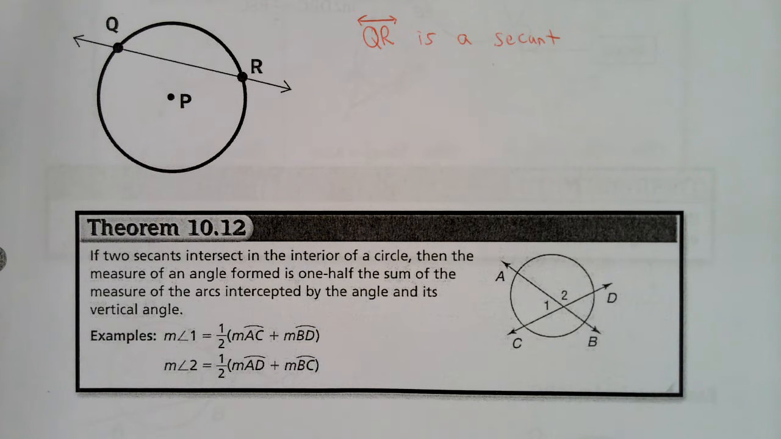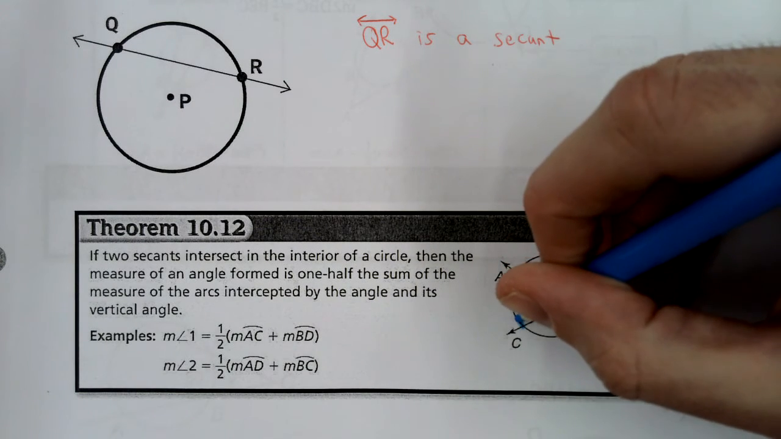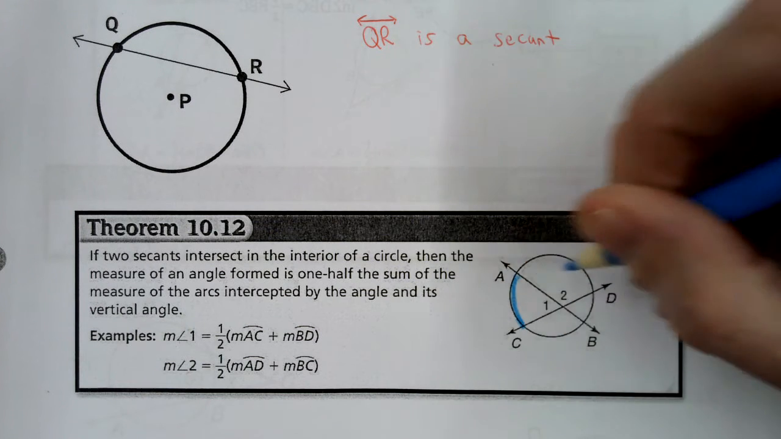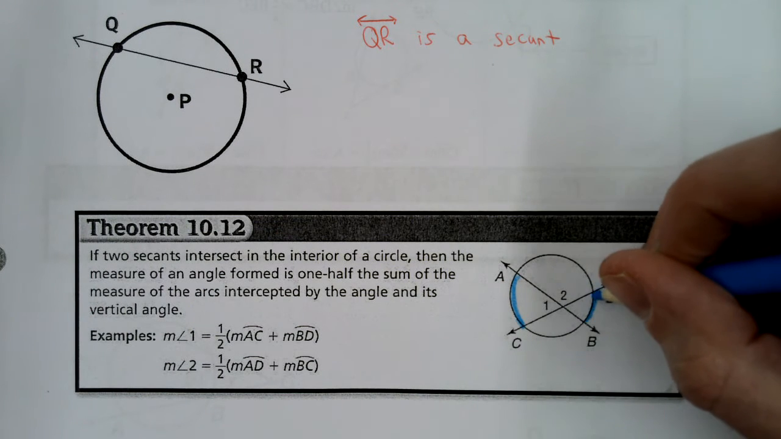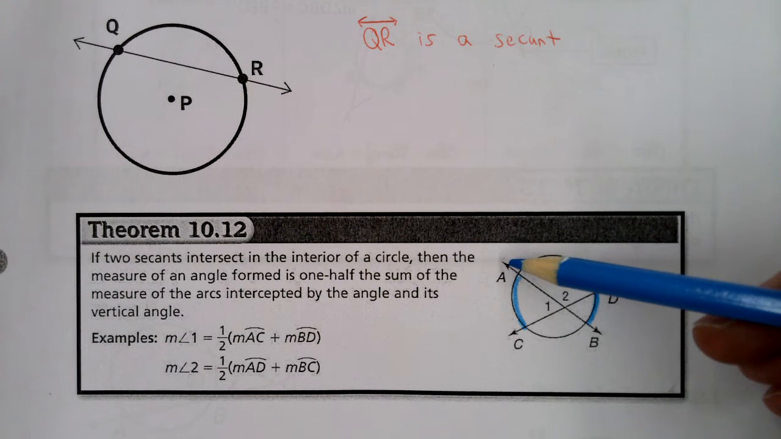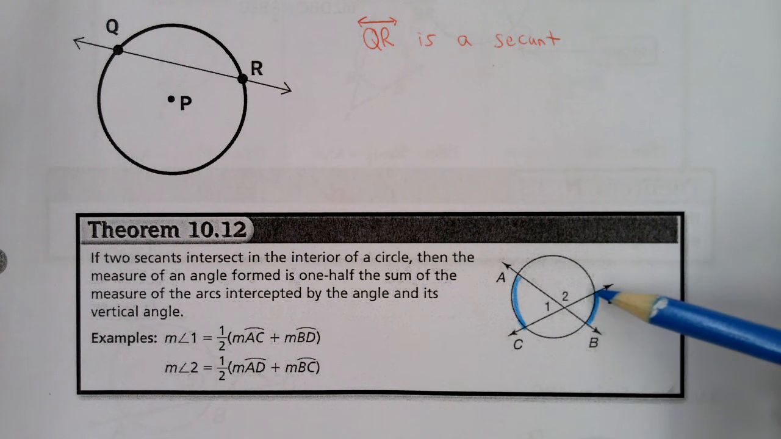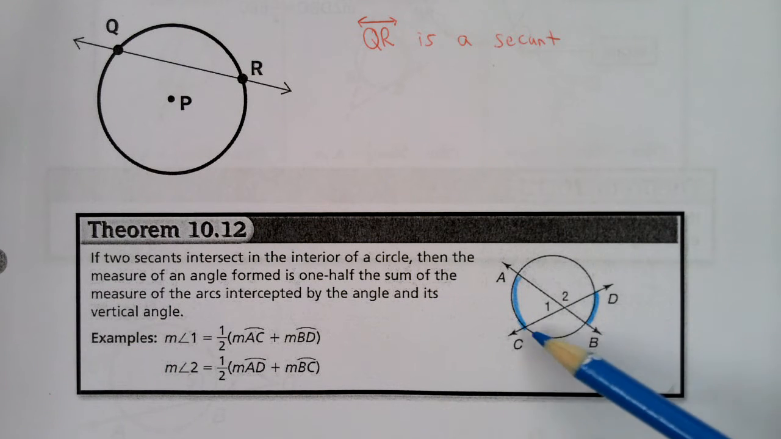So we have two secants intersecting in this circle. Let's focus on angle 1. Angle 1 equals 1/2 the measure of arc AC plus the measure of arc BD. So the measure of angle 1 equals 1/2 the sum of the measures of its intercepted arc, which is AC, and the arc from its vertical angle, which is BD. And similarly, the measure of angle 2 equals 1/2 the measure of arc AD plus the measure of arc BC.